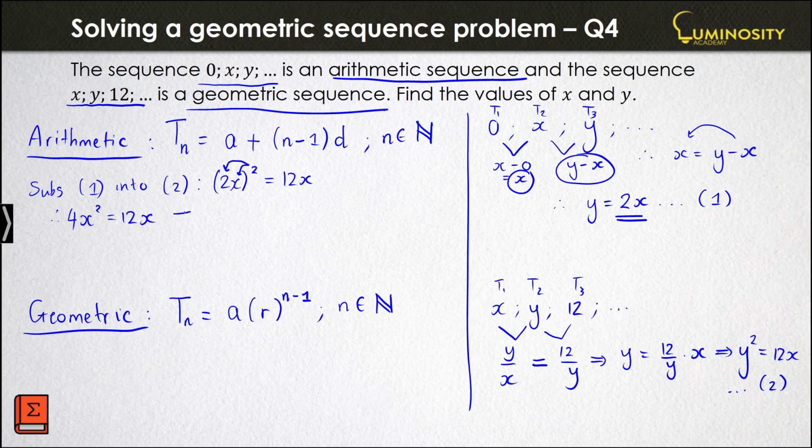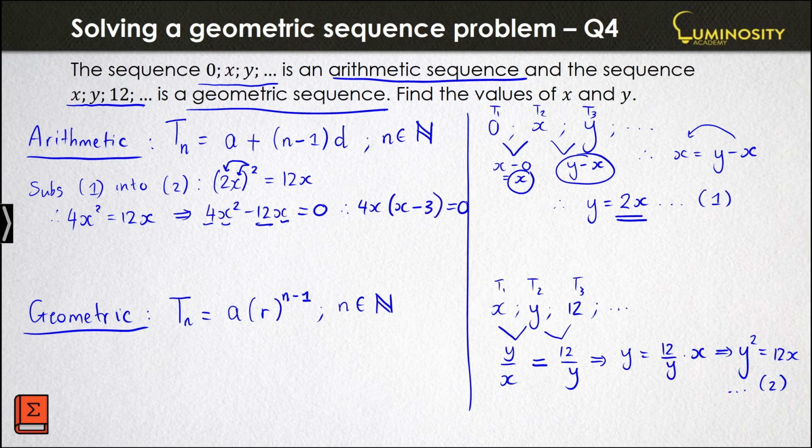I'm going to bring all the terms over to the left. I get 4x squared minus 12x equals 0. Here I can pull out a common factor of 4, because 4 goes into 4 once, 4 goes into 12 3 times. And I can pull a common factor of x out here. So therefore I get 4x into, well, to get 4x squared, I need to multiply by x. To get negative 12x, I need to multiply by negative 3 equals 0.